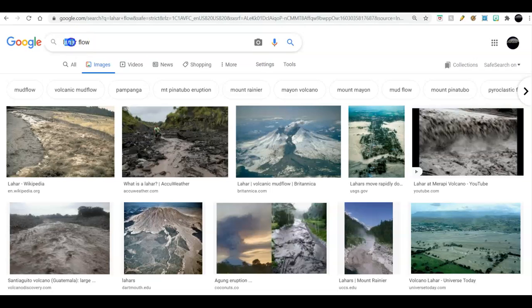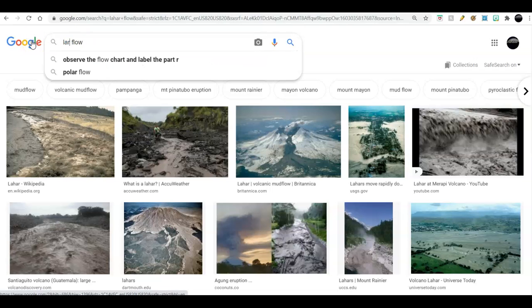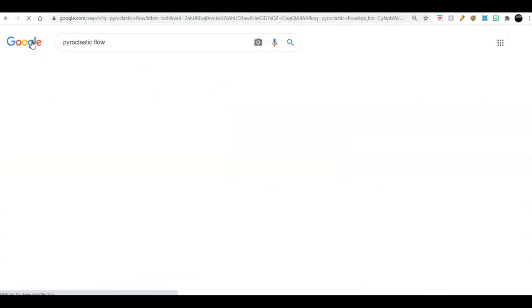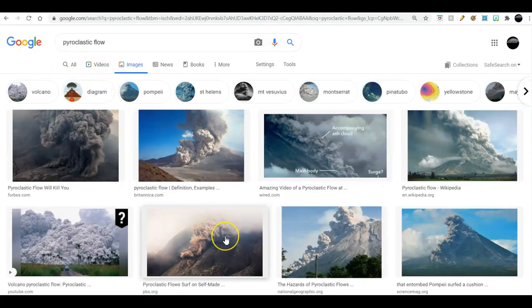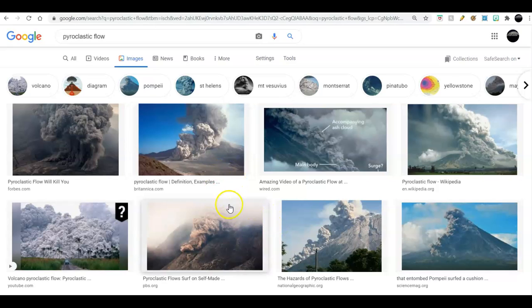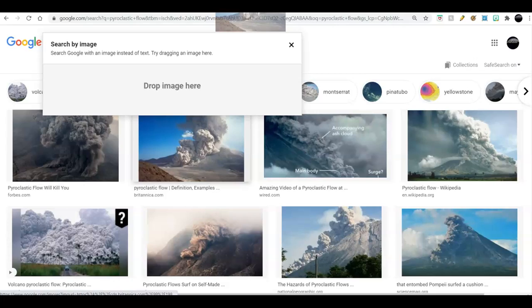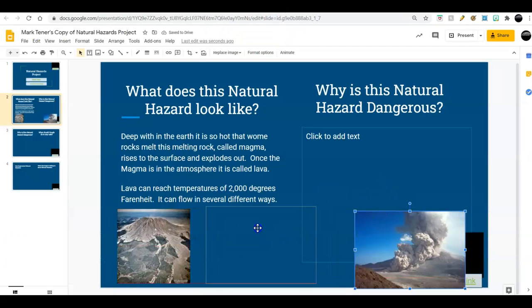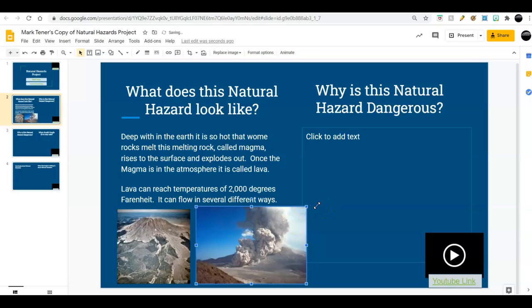I'm going to try to spell it. This is going to be humorous and funny. Alright, pyroclastic. Okay. Alright, so we got some pyroclastic flow going on here. Wow, that's the whole mountain. This one looks more explosive, so I'm going to use this one. Whoa! I wonder if that's actually real. Okay. Here we go. Alright, we can move that guy over.